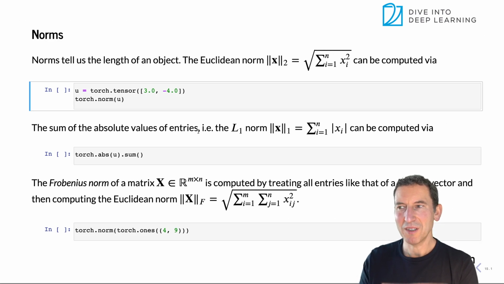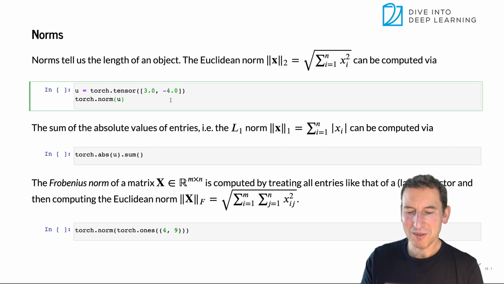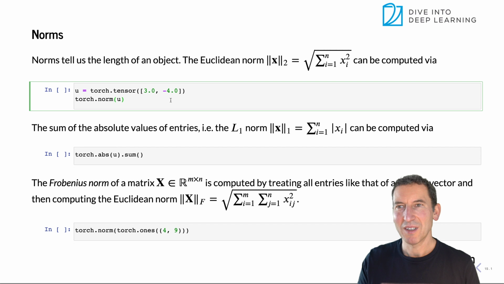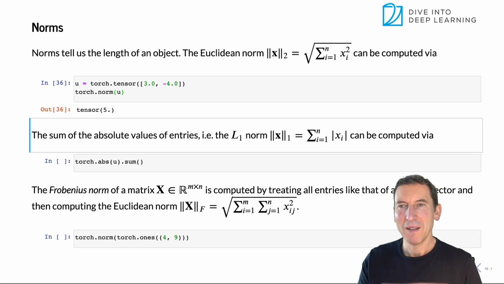Okay, last but not least, norms. Sometimes you might want to know how long a vector is, and the easiest way to do this is to simply call norm, right? And the norm, this is the Euclidean norm of this vector, is 5. Well, that's a very well-known thing.